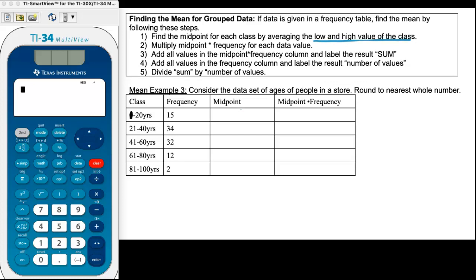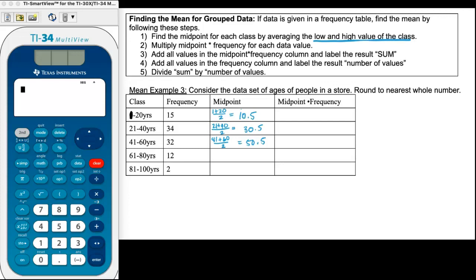And so I'm going to take the 1 and the 20, that's the low and high, add those together and divide by 2. So 20 plus 1 is 21, divided by 2 is 10.5. So my midpoint, the very middle of that class, is 10.5. Then I'm going to do the same thing here. So 21 plus 40 divided by 2 is 30.5. And then 41 plus 60 divided by 2, and I get 50.5.